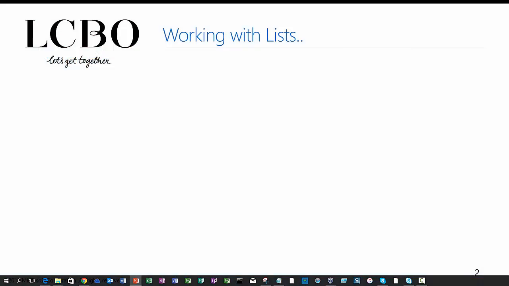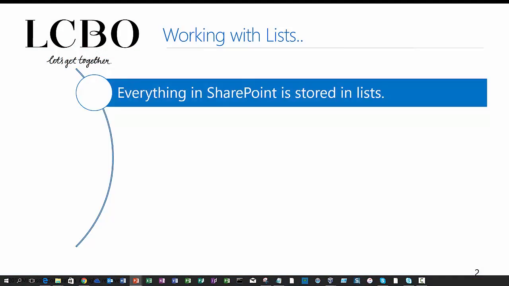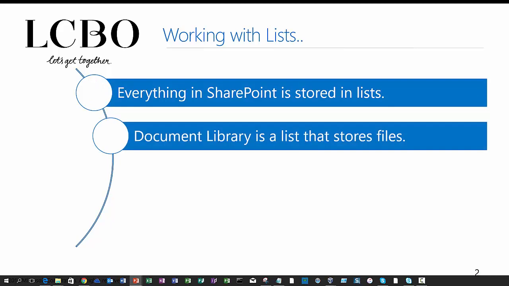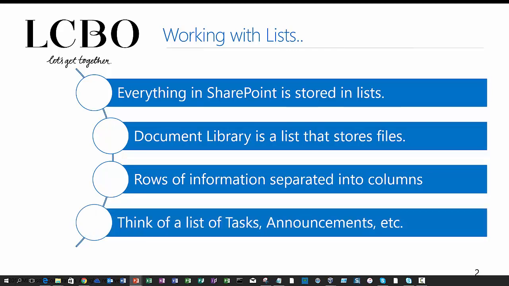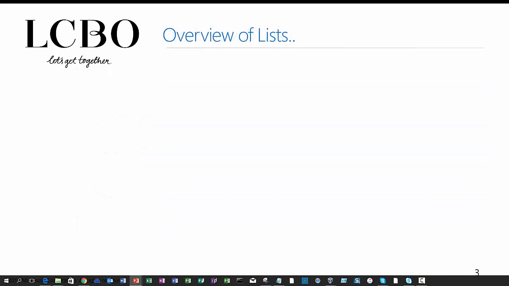Working with lists. Everything in SharePoint is stored in a list. A document library is just a list that stores files. Lists are really rows of information that are separated into columns. You can think of a list of tasks, announcements, etc. Here's an overview of lists.